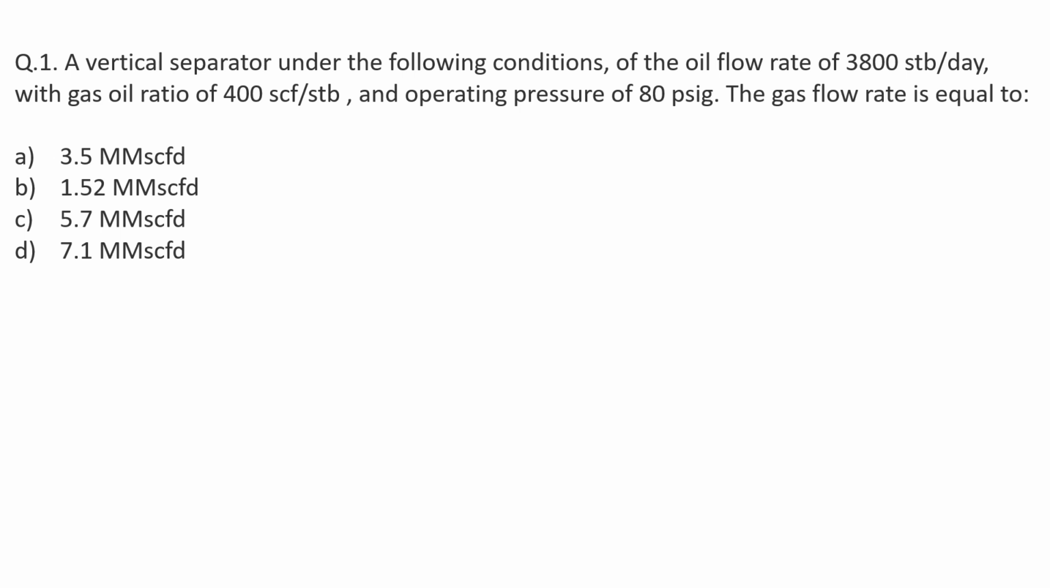So let's discuss. The first question is: a vertical separator under the following conditions of oil flow rate of 3800 STB per day with gas oil ratio of 400 SCF per STB and operating pressure of 80 psi. The gas flow rate is equal to, and options are A 3.5, option B 1.52, option C 5.7, and option D 7.1 SCFD.